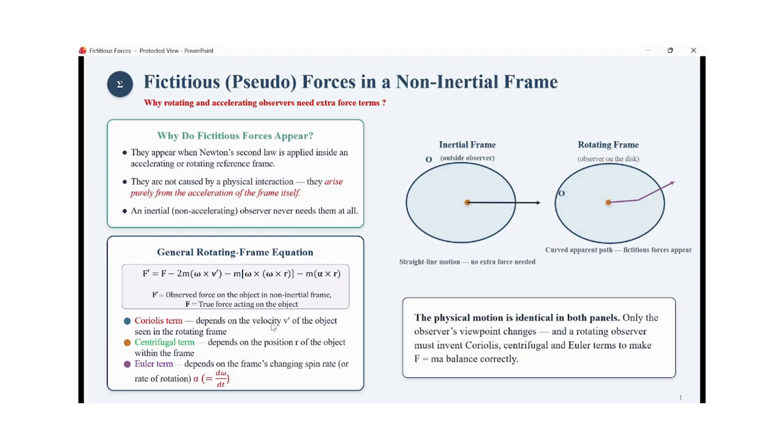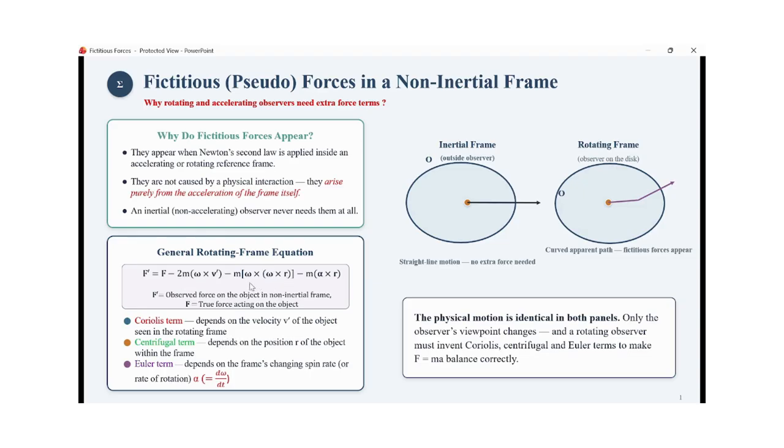So if the object is at rest with respect to the rotating frame, then the Coriolis force acting on the body will be 0 because v dash is 0. For the Coriolis force to be non-zero, the object must be in relative motion with respect to the non-inertial or rotating reference frame. Then the second term is the centrifugal term, which represents the centrifugal pseudo force acting on the object. This depends upon the value r.